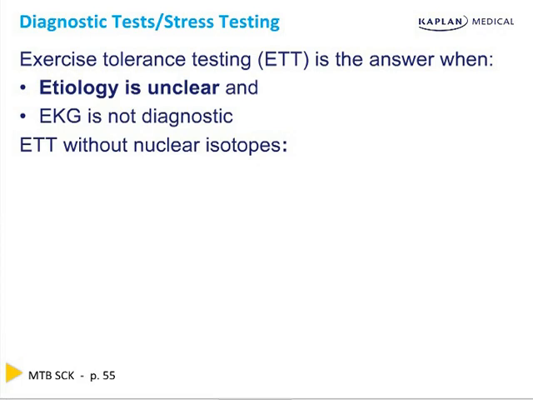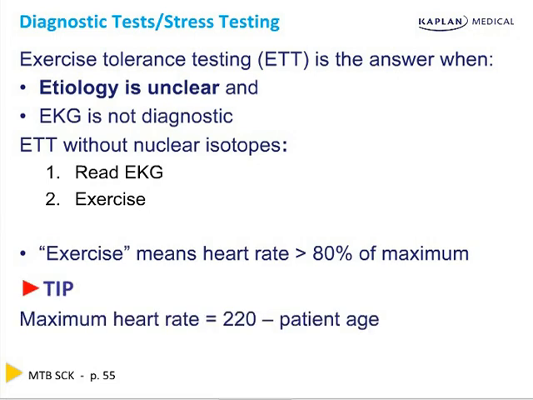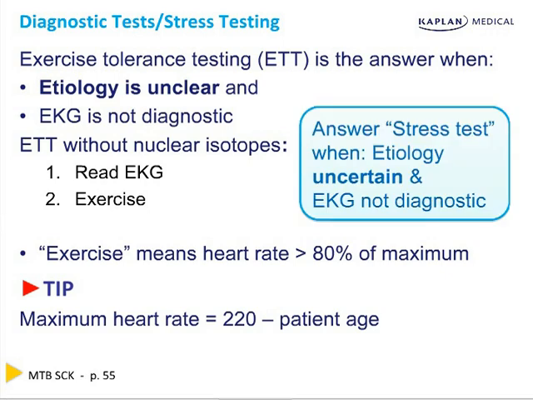And a stress test, an exercise tolerance test, needs you to be able to read the EKG for ischemia. What do you see on that EKG for ischemia? You see ST segment depression. That's how you detect the ischemia on the EKG. You look for ST depression. And you need to be able to exercise. Exercise means being able to get up to 220 minus your age. That's a maximum heart rate. Maximum heart rate is 220 minus your age, but you don't have to get to 100% of it. Even 80% of it is good enough. And that stress test is for when the etiology is uncertain, not when it's clear already.